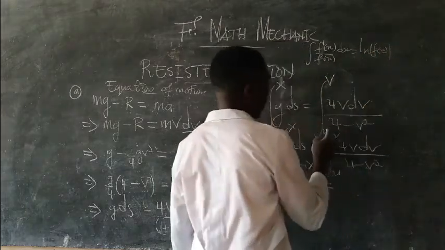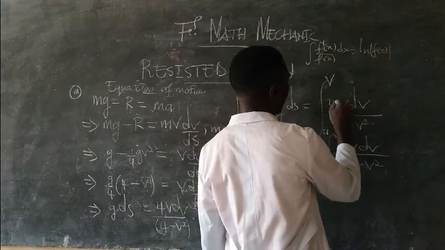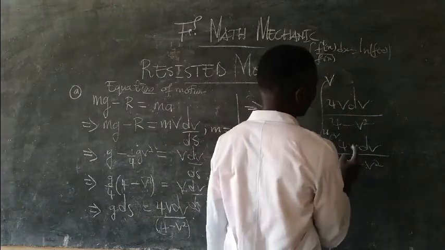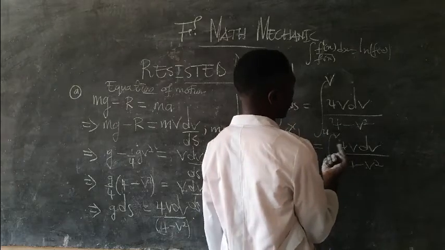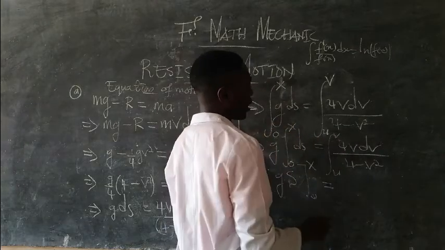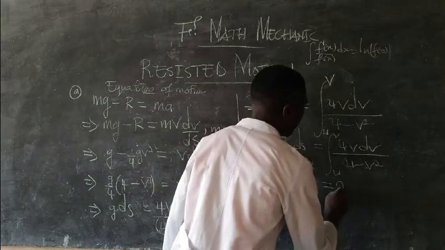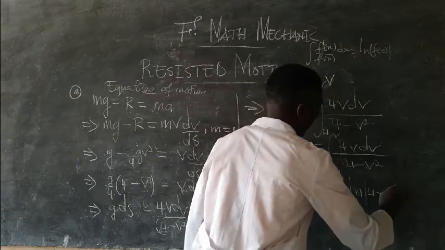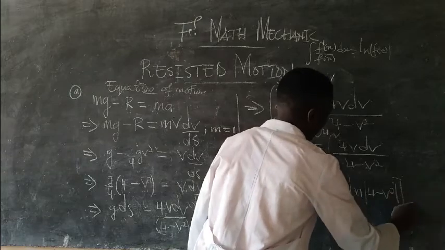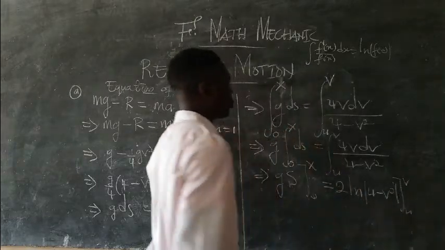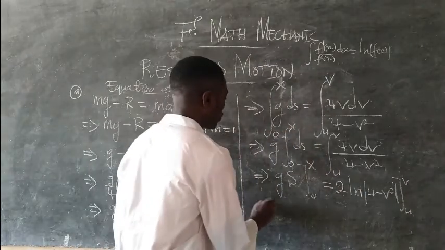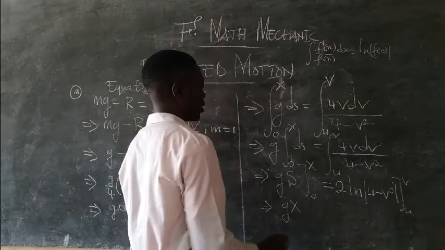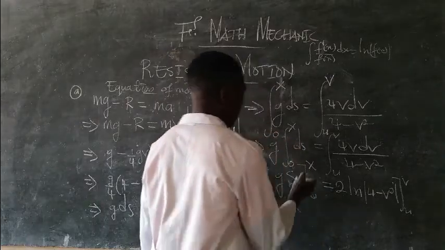So here, if I differentiate this one, I have the numerator. When I differentiate this one, I have the 2v, and there is another 4v, so I can factor out 2 to leave 2v there. So this one will be the same as 2 ln of 4 minus v squared, from u to v. Now I take the upper limit minus the lower limit, so I'm going to have gx minus the lower limit.